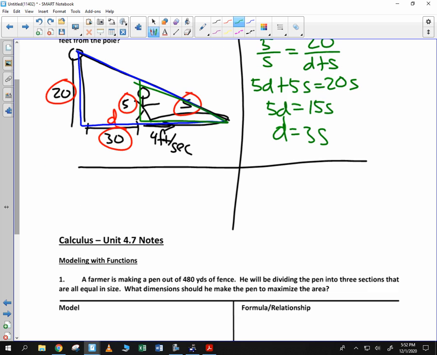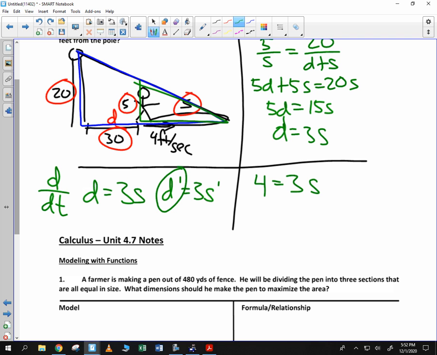That's a nice little formula. Let's take the derivative with respect to time of D equals 3S. The derivative of D is D prime, and the derivative of S is S prime, so 3S prime. Well, what is the rate at which he is walking away? That'll be 4 is equal to 3S prime. Divide by 3 and we get 4/3 is equal to S prime. So his shadow is moving away from him at a speed of 4/3.